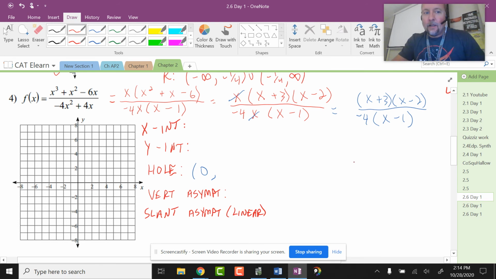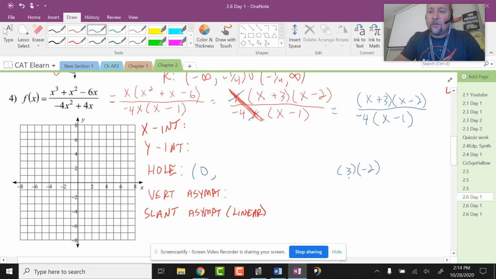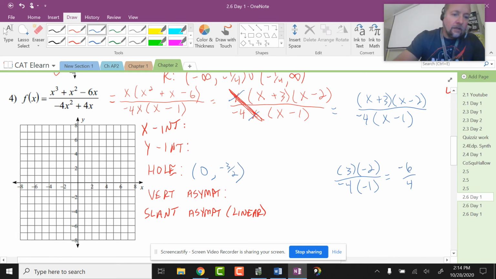Nobody. And then, so now that I find out that 0 is a bad value because these x's cancel, 0, comma, I plug in 0. When you plug in 0, 0 plus 3 is 3. 0 minus 2 is -2. Times -4 is -4. 0 minus 1 is -1. This is the evaluation of plugging in 0 into this blue equation. You get -6/4, and that becomes -3/2. And then you go to the graph and go -3/2 down here.